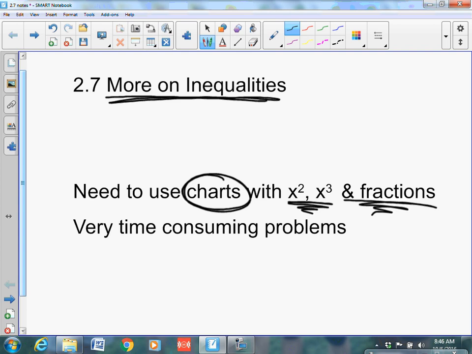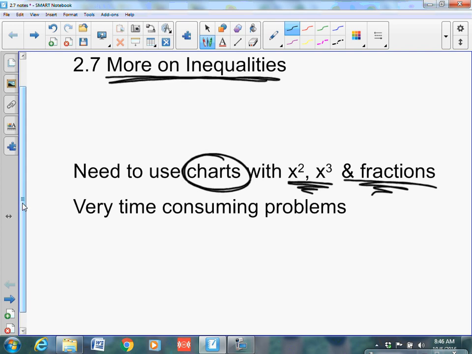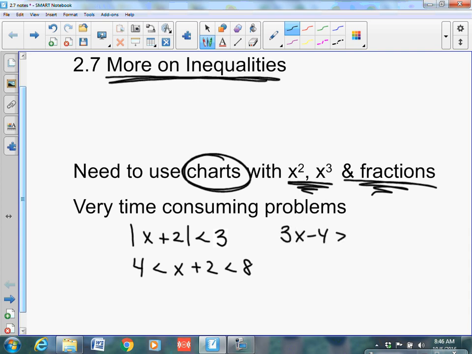So far what we've done for inequalities was absolute values, correct? Hopefully you know how to solve that type of problem. Another type of inequality we did was x is less than x plus 2, which is less than 8, which is less than 4. Or we just had a basic problem like 3x minus 4 is greater than 8. So those are all the different types of problems we've done, and if you notice, all 3 of them are degree 1, degree 1, degree 1.